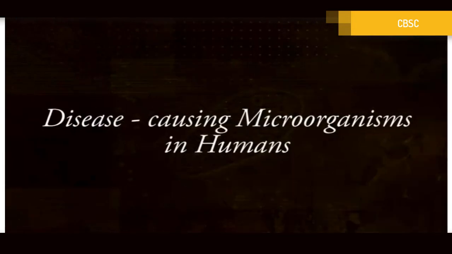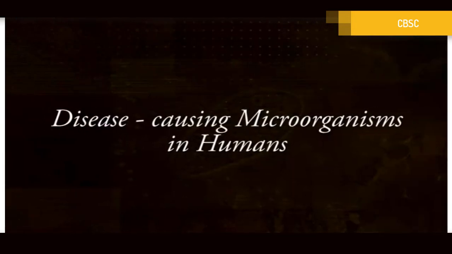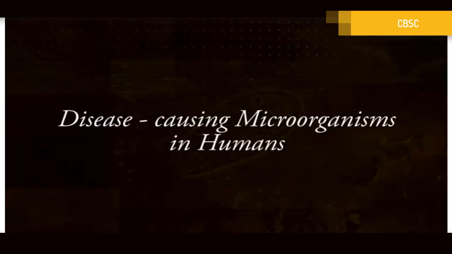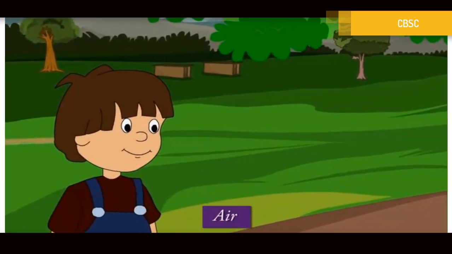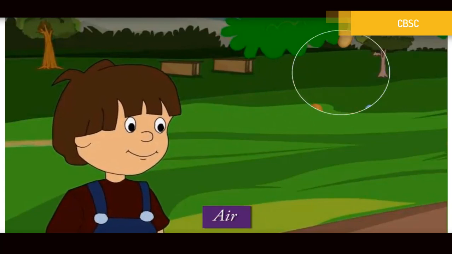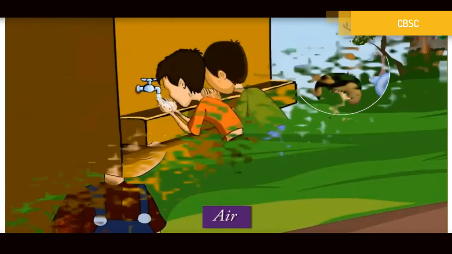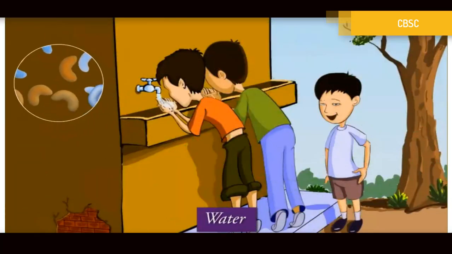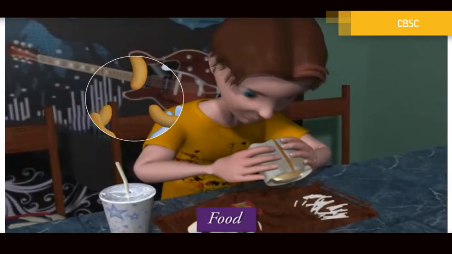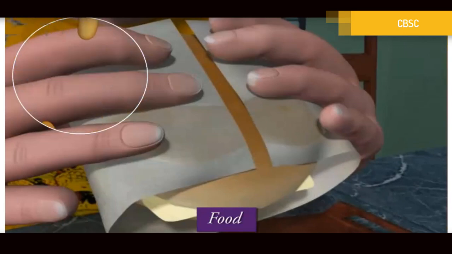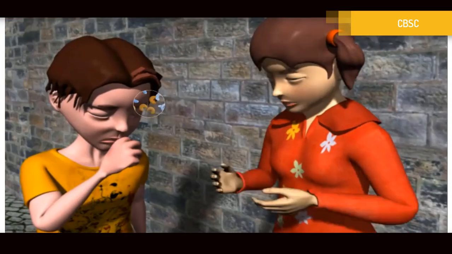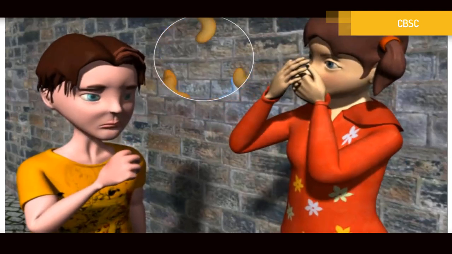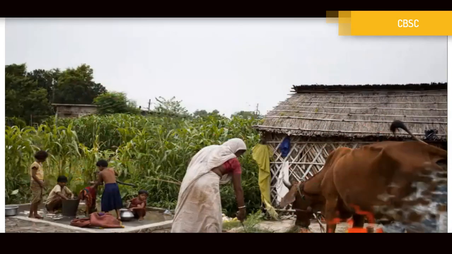Disease-causing microorganisms in humans. Pathogens enter our body through the air we breathe, the water we drink, or the food we eat. They also get transmitted by direct contact with an infected person or carried through an animal.